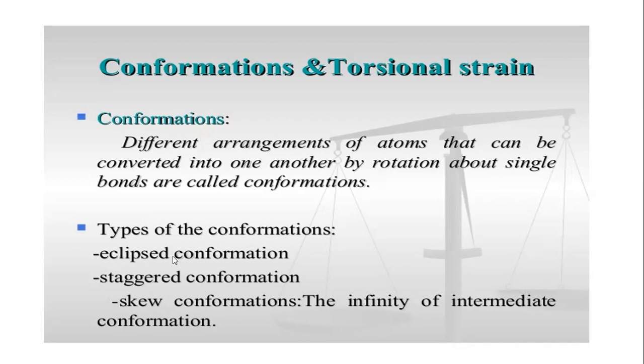It's called conformation. Now there are types of conformations: eclipsed conformation, staggered conformation, skew conformation, and the infinity of intermediate conformations. In the eclipsed conformation, the arrangement of atoms or groups of atoms in the molecule results in a 0 degree dihedral angle, and it has maximum potential energy, that is maximum strain. Eclipsed has maximum strain and low stability, whereas staggered is a low strain structure and the stability is high. Or you can say eclipsed is a high energy conformation, whereas staggered is a low energy conformation.